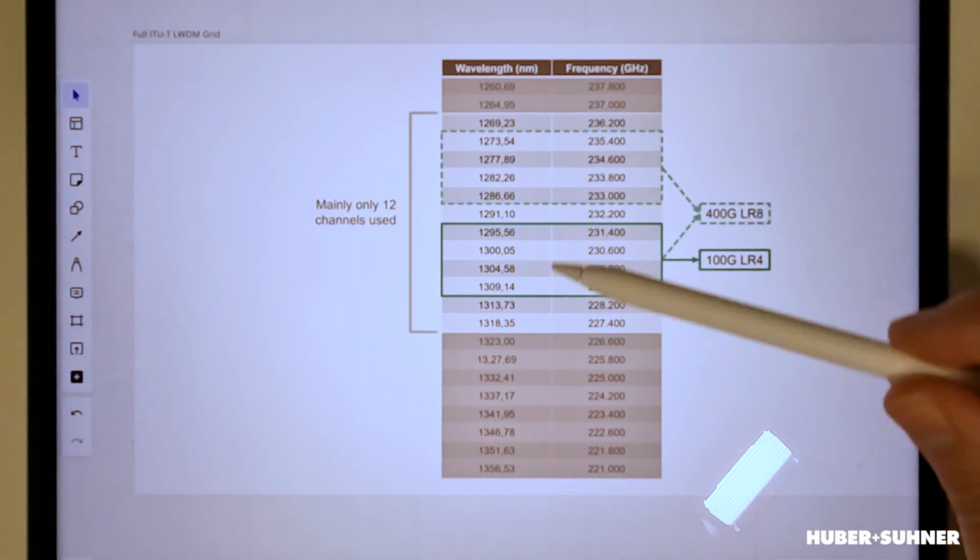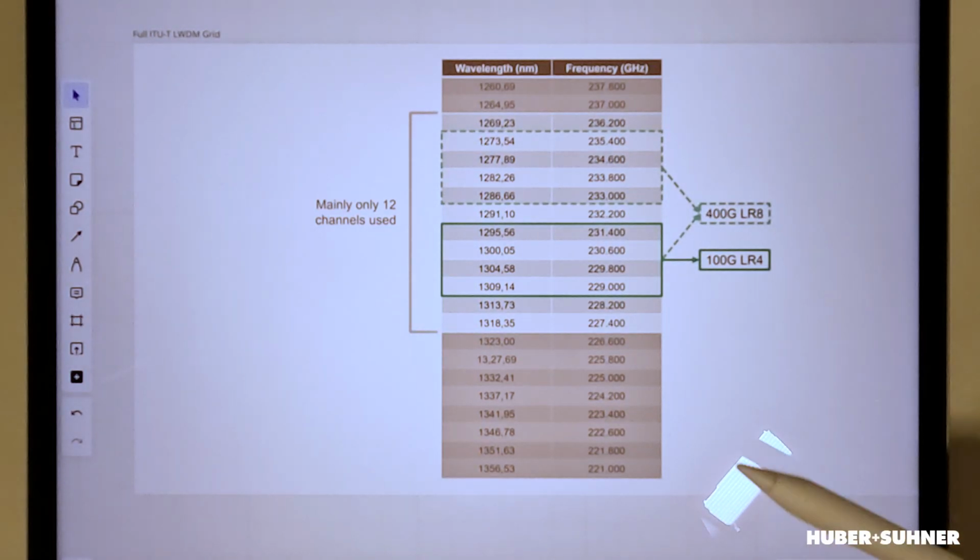As I initially said, the LWDM grid grew over the course of time. The next thing that led to more channels being added to the LWDM grid was when we started talking about the LR8, the 200 and 400 gig transceivers, which used 8 optical lanes. And it's not too long ago that the ITU published a specification for LWDM containing 22 channels, which you can see here. But it's important to know that at the moment we mainly use only 12 of those 22 channels.